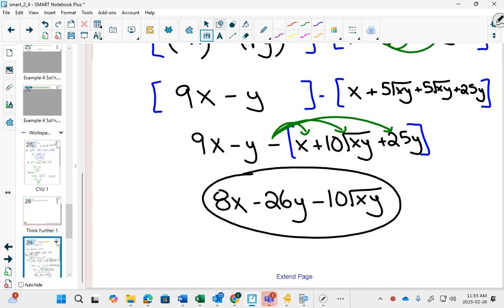No more like terms to combine. The radical is in its simplest form. We are done. We have simplified it completely. All right, so the question for practice is 8.